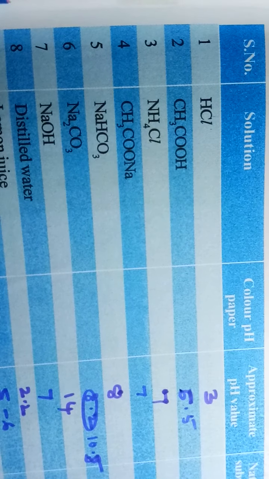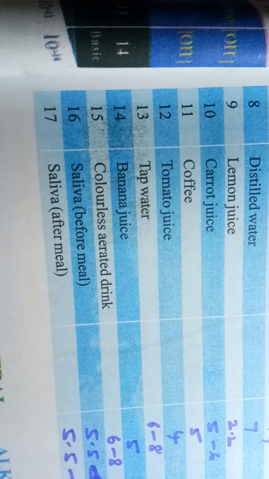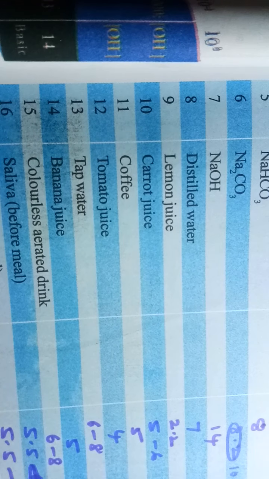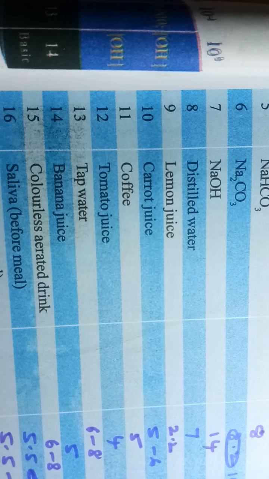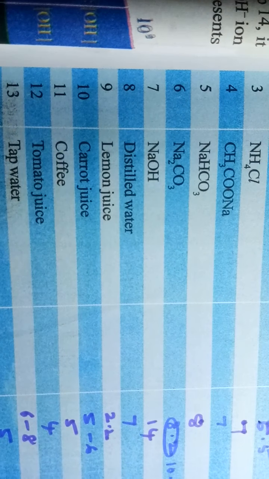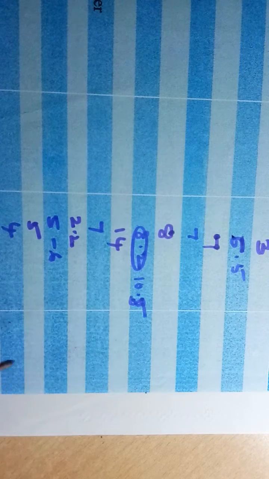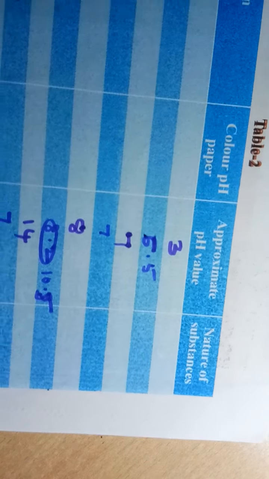So here we have one table. Different solutions are given, 17 solutions. We should find out the color of the pH paper, and from that we will get the approximate pH value, and we can write the nature of the solution.